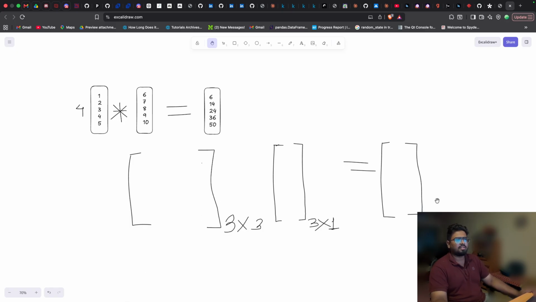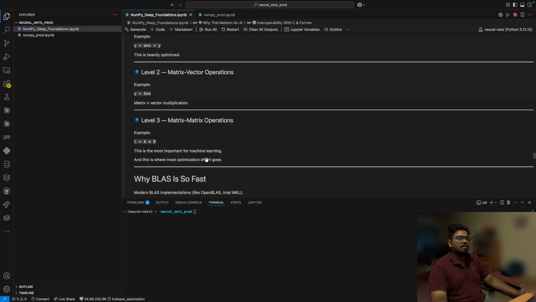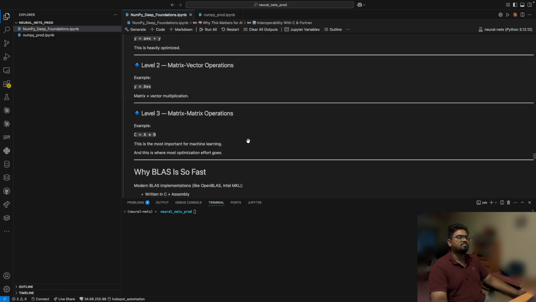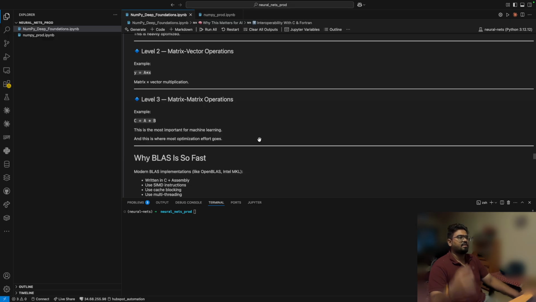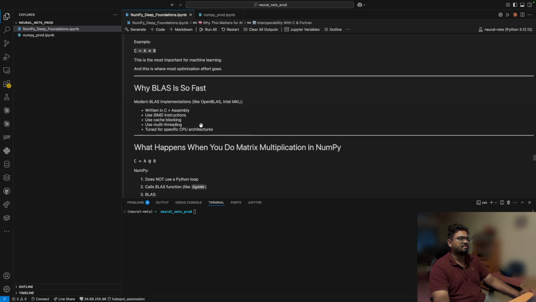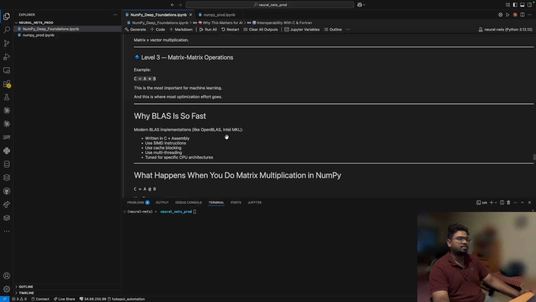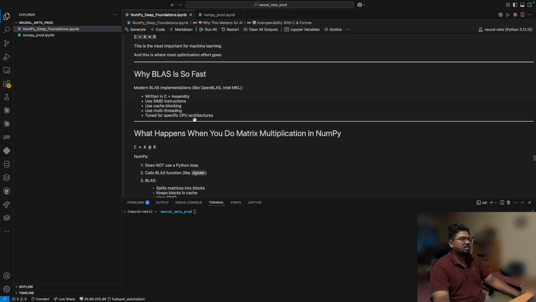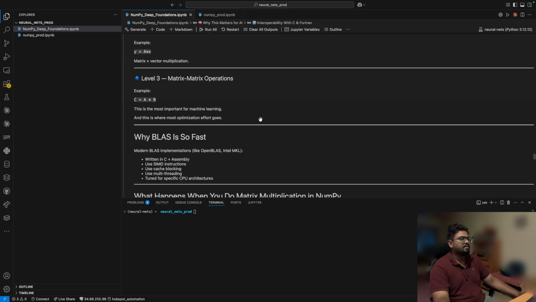So I'm not trying to make you code this, but try to understand the concept. The code can be easily generated or written down, but the actual concept is how SIMD works, how BLAS works, and how BLAS is actually doing things. Okay, so that's how it happens.